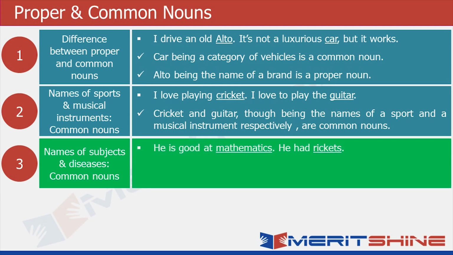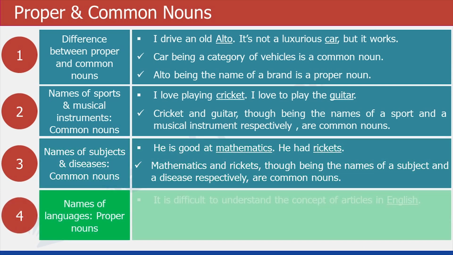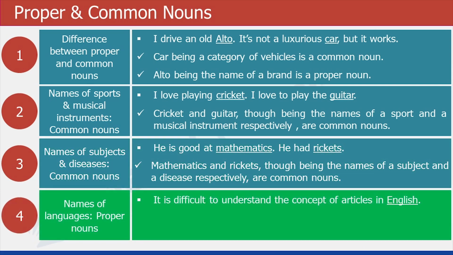He is good at mathematics. He had rickets. Mathematics and rickets, though being the names of a subject and a disease respectively, are common nouns. It is difficult to understand the concept of articles in English. English, being the name of a language, is a proper noun. And by now you must have noticed that all proper nouns were capitalized, whereas common nouns were not capitalized.